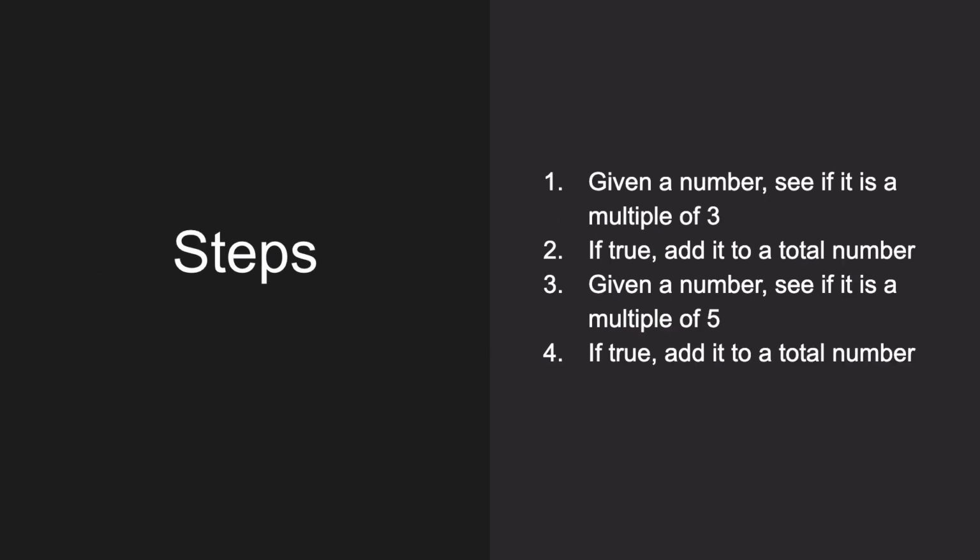Now that we understand our problem, let's make some logical statements. So first, given a number, see if it is a multiple of 3. If it is, add it to a total number. Given a number, see if it is a multiple of 5. If it is, add it to a total number. So let's break it down into code. Again, this is very verbose.